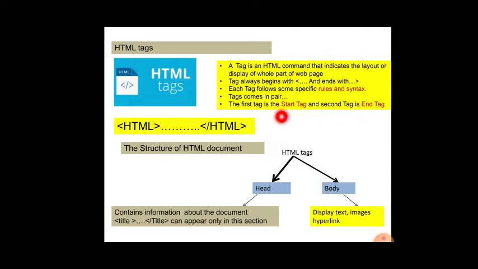If it is closed like this, then it is a container tag. If you find a single tag that is not closed, then it is an empty tag. So what is a container tag? If you find a closed tag like this, that is a container tag. And if you give only the first tag, then it is an empty tag.